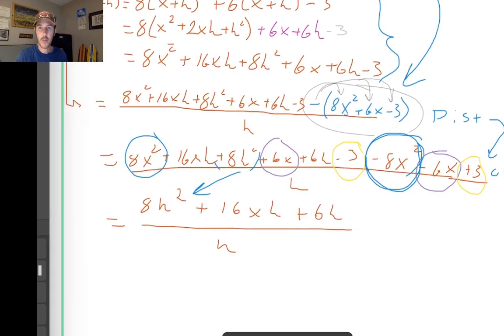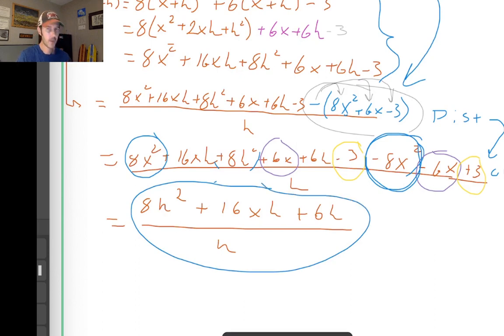I'll tell you how I caught that problem, though, is because when I got down to this step right here, I know, because I've done a lot of these problems, I know that the h from my denominator was actually supposed to cancel out with, or reduce with, all three terms in the numerator. And when this first term didn't have an h in it, you might have seen the look on my face. I was like, something's not right.